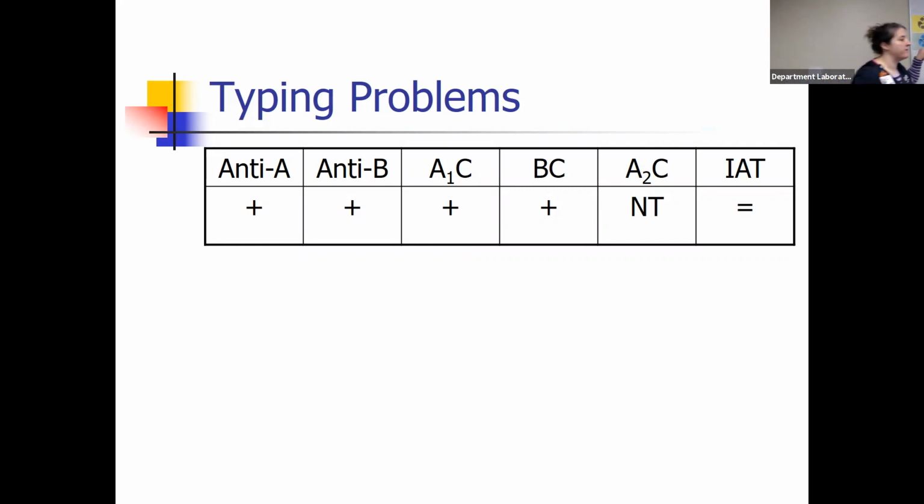Do you think this would affect your cross-match, polyagglutination? Why do you guys say yeah? Your IAT is negative. Remember, your cross-matches use patient plasma. So whatever's coating patient red cells will not affect your cross-match, because your cross-match is donor red cells mixed with patient plasma, okay?